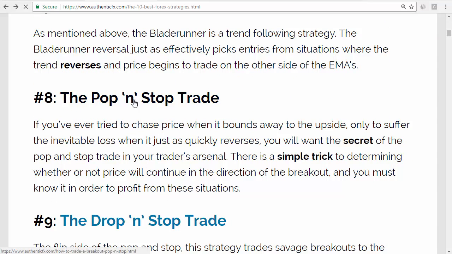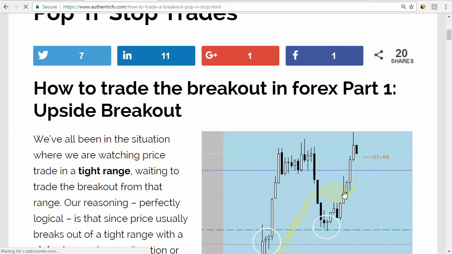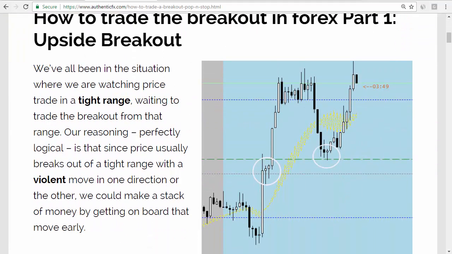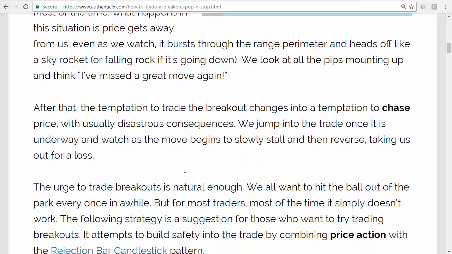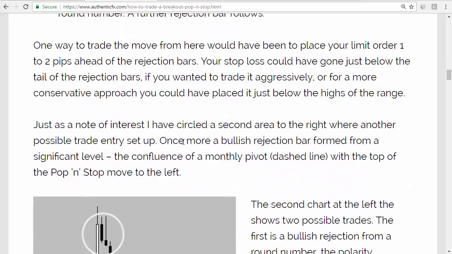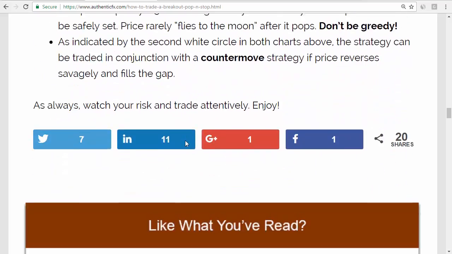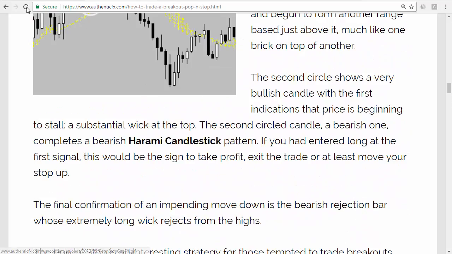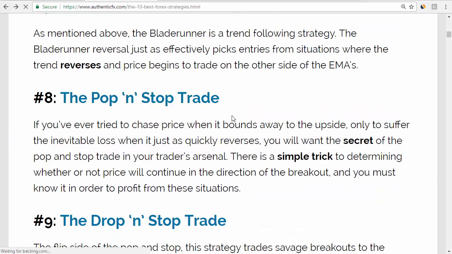The pop and stop trade. Let's have a look at this one. Right, so I had a look through this one, and it's pretty much a discretionary trade, so I wouldn't recommend this one be turned into an EA, but we could have a look through it in a bit more detail to see if there are any other ways to do it. It's probably more for your discretionary trader who's reading the charts with their eyes.